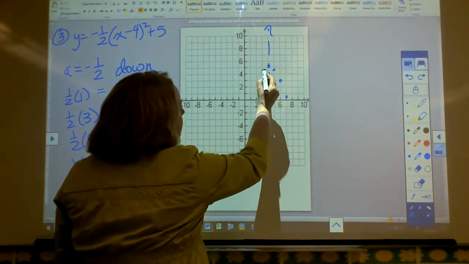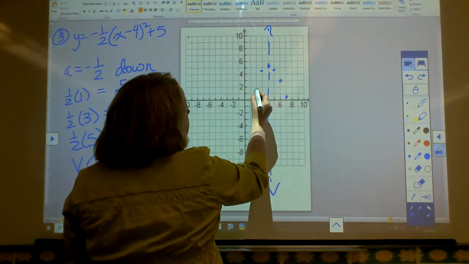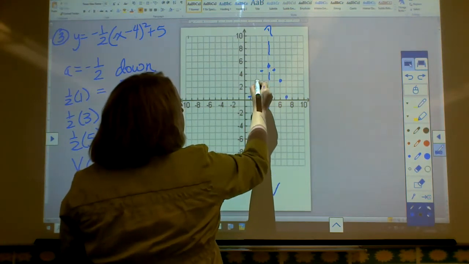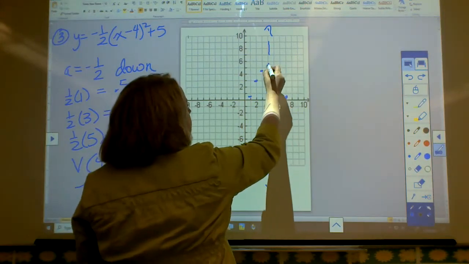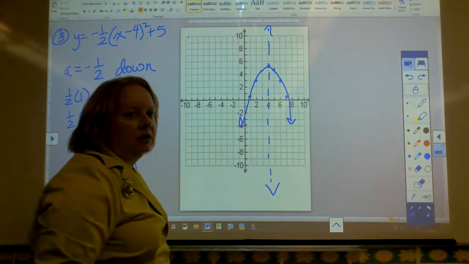And you just repeat the same process and use symmetry to get the rest of the points on your graph. And there it is. Nice little sketch of the graph.